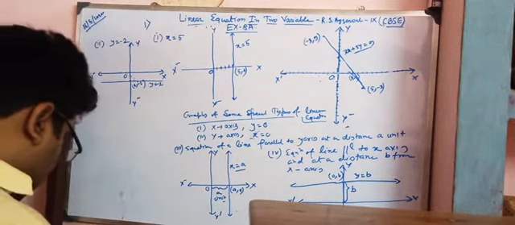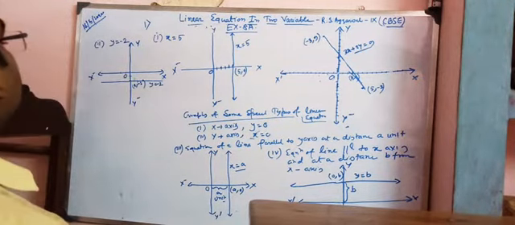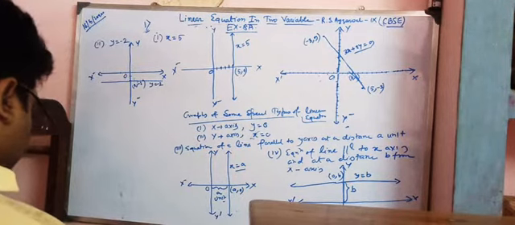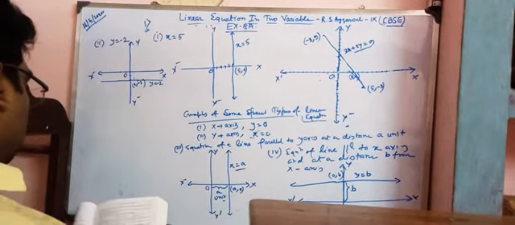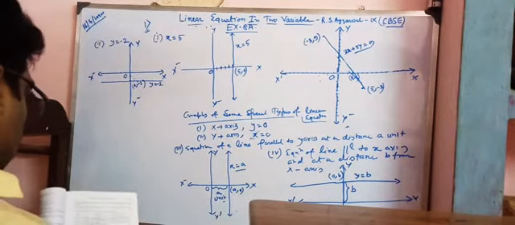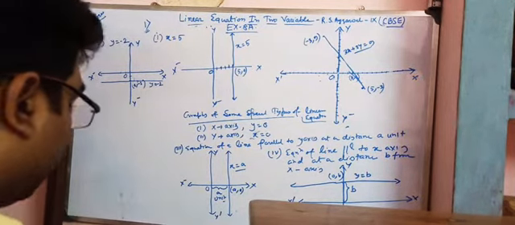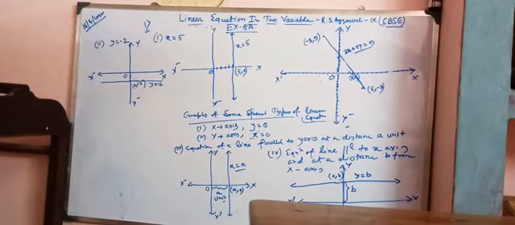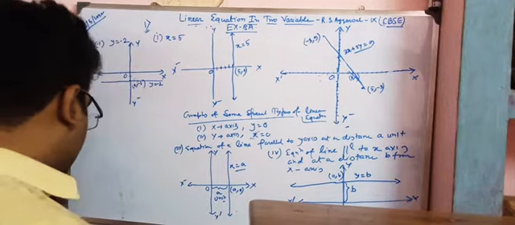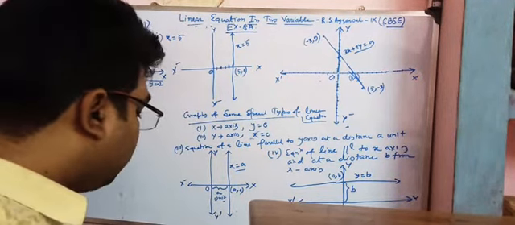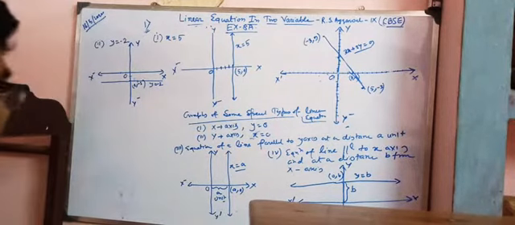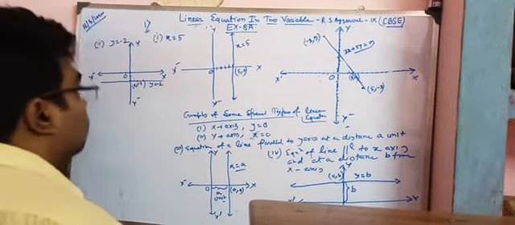So you should complete the rest of question number 1. I hope that is clear. Next, come to another question. Question number 2. Draw a graph of the equation y is equal to 3x. From your graph, find the value of y when x is equal to minus 2. This is question number 2.